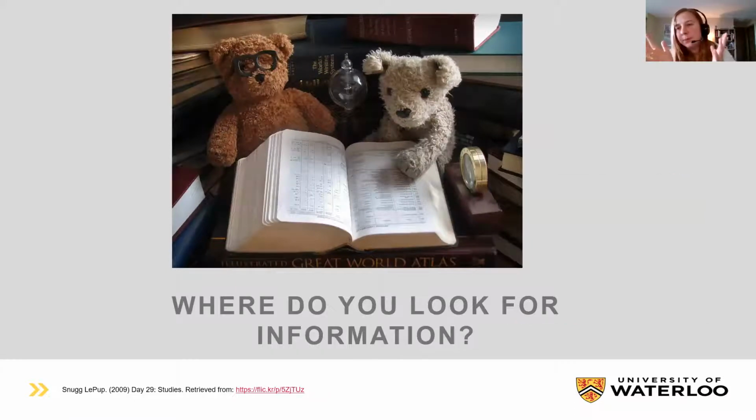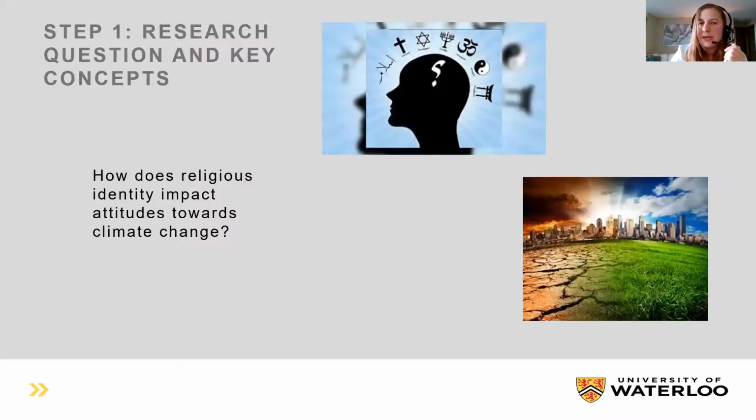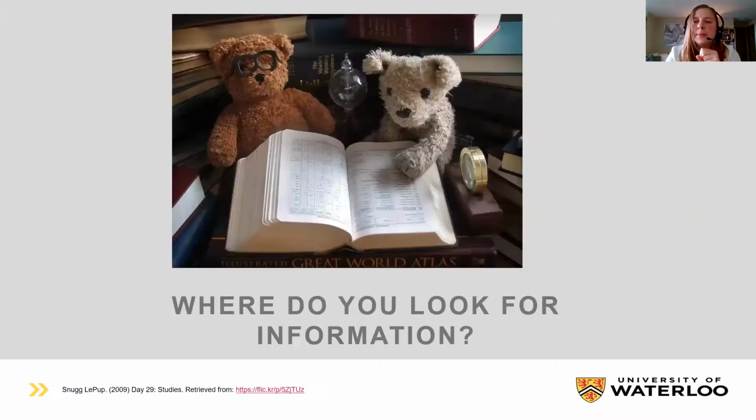Okay, so at this stage, say that we're going to follow along with my example of the relationship between religious identities and attitudes towards climate change. Of course, when you're watching this video, you can use your own example of your own research questions that you're going to use this term. But with that question in mind, what would you do to move forward with this? What would you do in terms of a literature review?